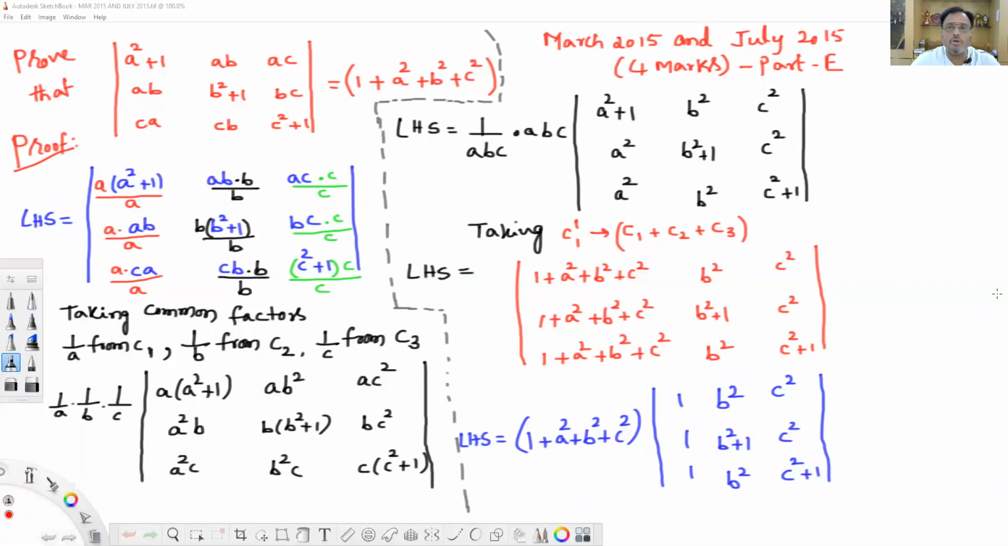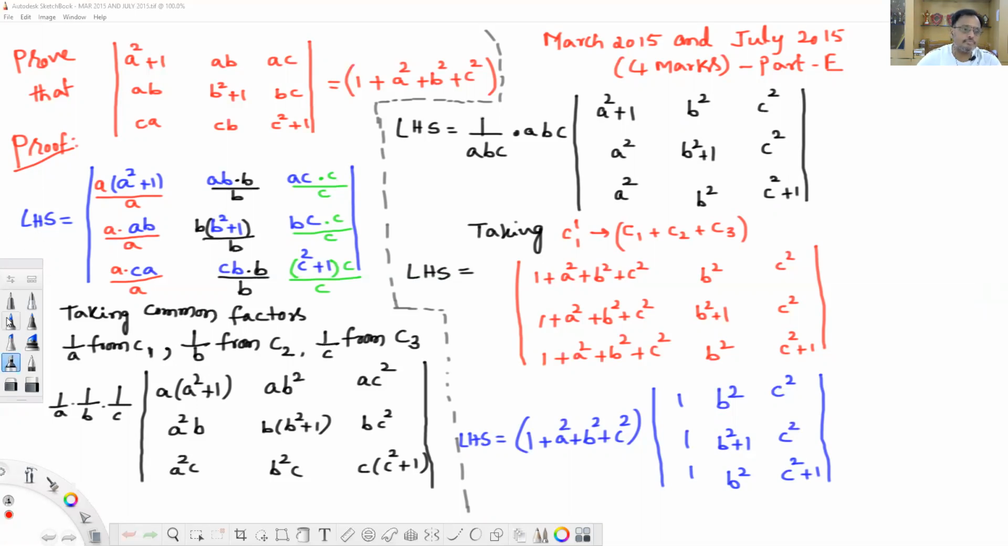So now I am going to solve the problem from the old question paper, from the board question paper. This question they have asked twice, in March 2015 and July 2015. So a bit different example they have given.